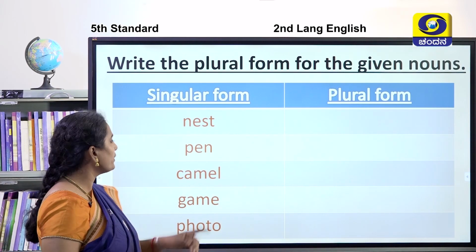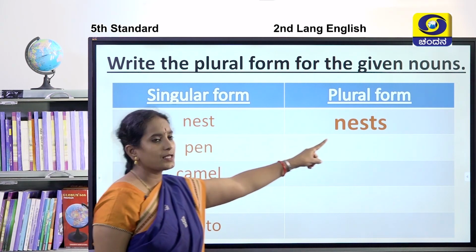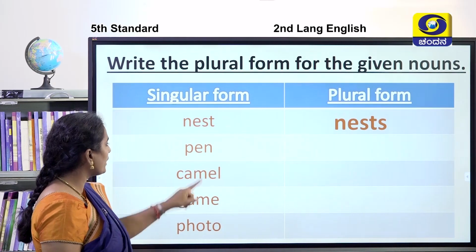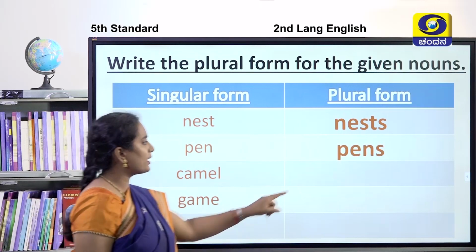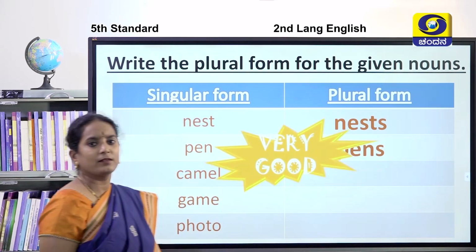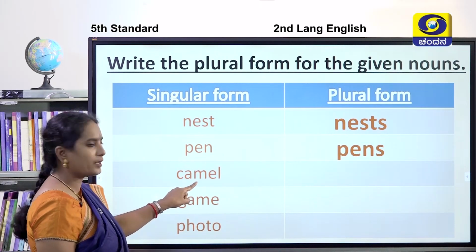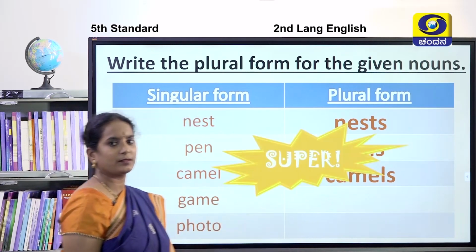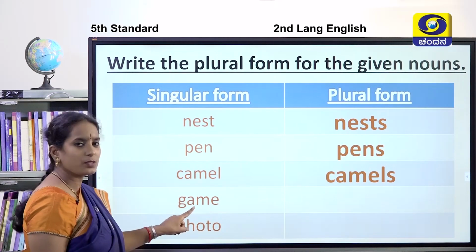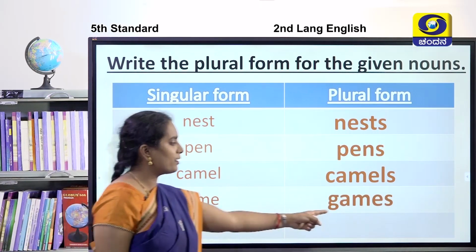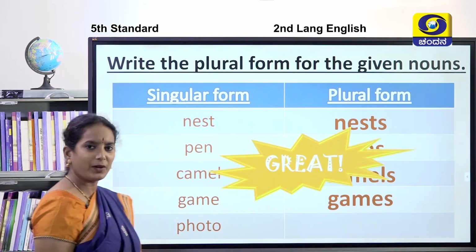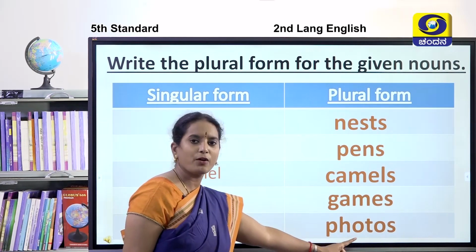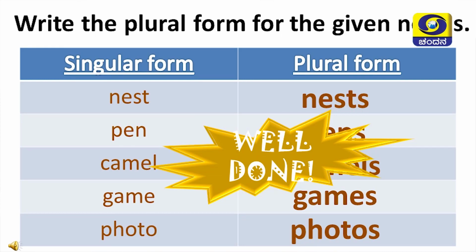Let's check the answers. The first word is nest. The answer is nests. Those who got the answer right, good. The next word is pen. What is the answer? Pens. Very good children. The next word is camel. What is the answer? Camels. Super. The next word is game. What is the answer? Games. Great. The last word is photo. What is the answer? Photos. Well done children. Very good.